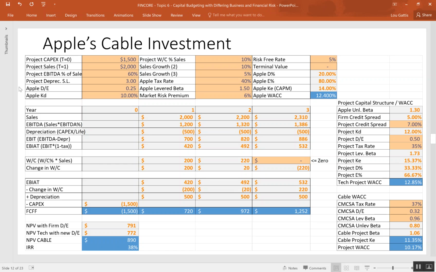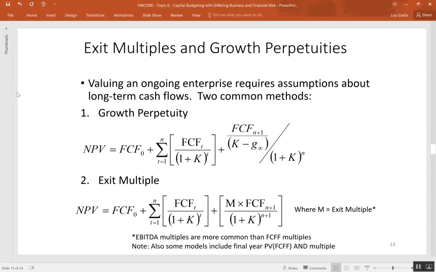So that's how we handle both different business risk and different capital structure. Now we're going to add a little bit to this model. Most of the models we assume are not finite models. Again, finite meaning this project ended in year 3. Let's model this as if it's an ongoing concern. It's going to go on forever.